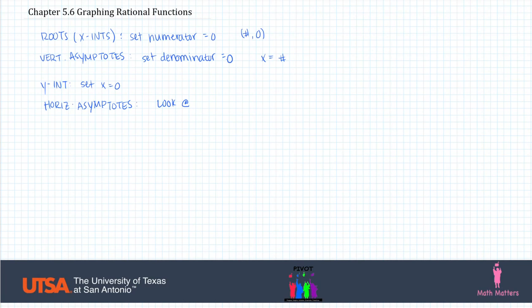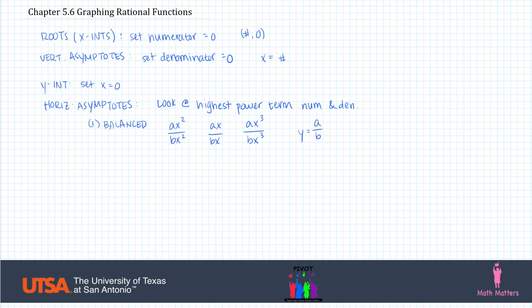So we're given some rational function, which means we have a denominator and a numerator, and each one has their own polynomial. So we want to look at the highest power term for the numerator and the denominator. Let's say it's balanced, which means that the highest power is going to be an x squared, for example. So essentially it ends up being, oh, you know what, that's probably wrong.